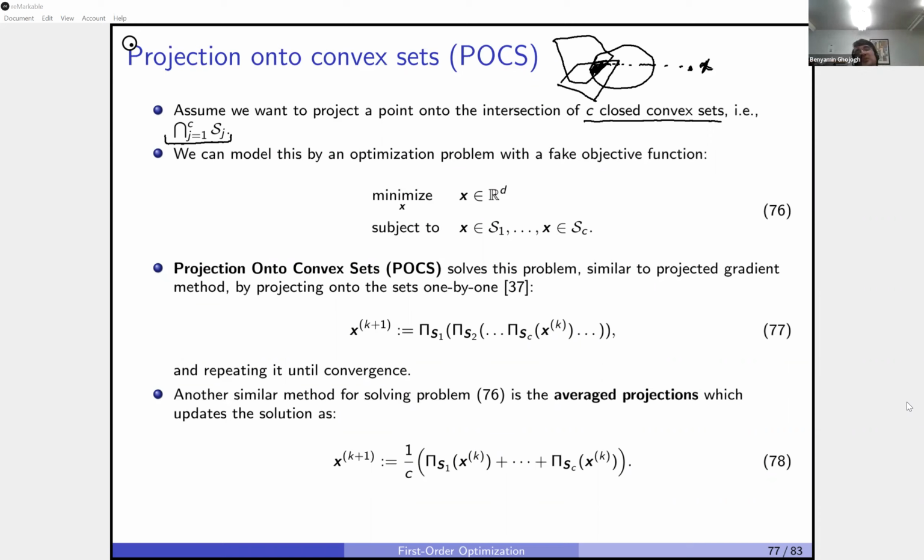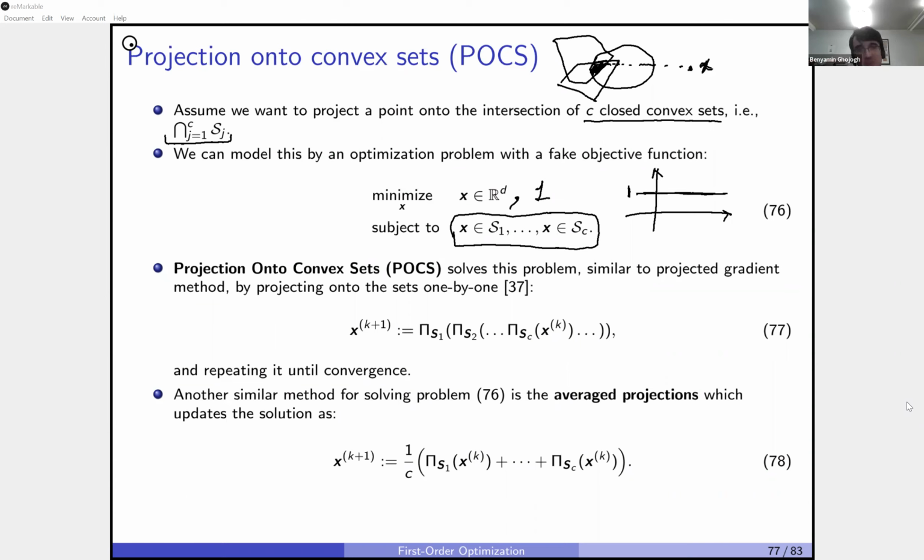I can convert it to an optimization problem by saying that this is a good technique in optimization. Minimize some fake function. You can say X or some fake function such as 1. Minimize 1. Can you believe that? Minimize the constant function 1. You can do that. Or you can say minimize X. But there is a difference between these two. I will tell you what the difference is. Minimize some fake function, but let the constraint be what we want: X belongs to S1 and S2 until SC.